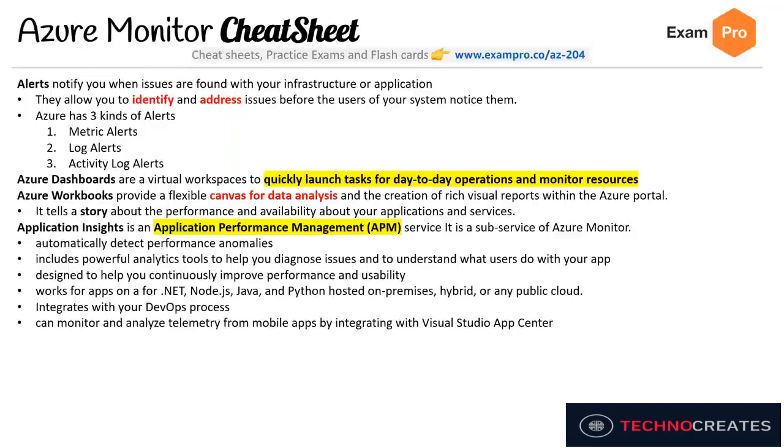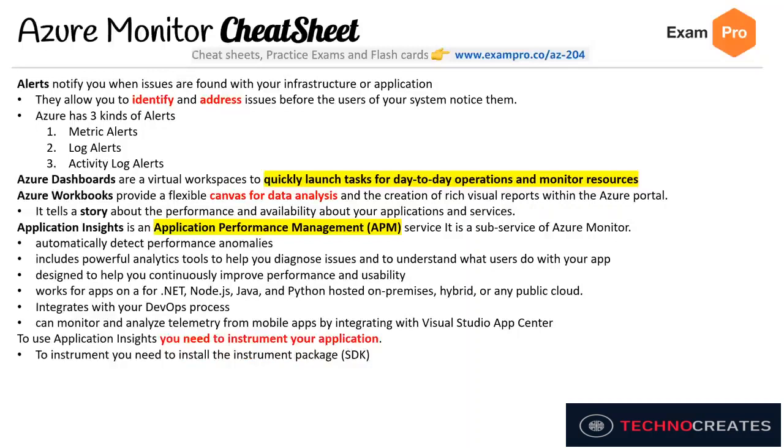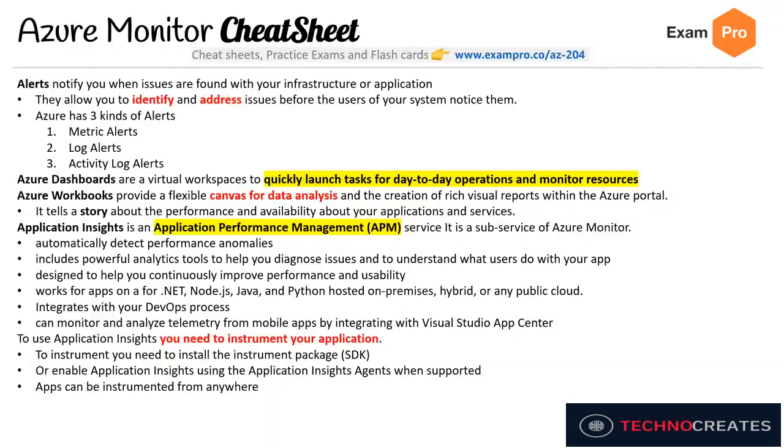It can monitor and analyze telemetry from mobile apps by integrating with Visual Studio App Center. To use Application Insights, you need to instrument your application. To instrument, you need to install the instrumentation package SDK, or enable Application Insights using Application Insights agents when supported. Apps can be instrumented from anywhere.